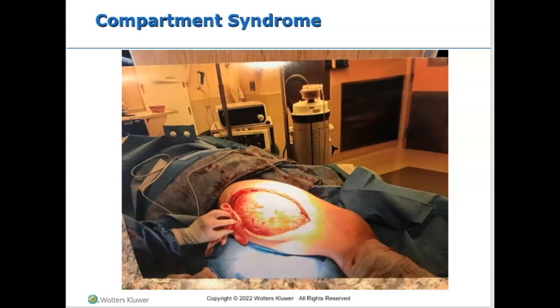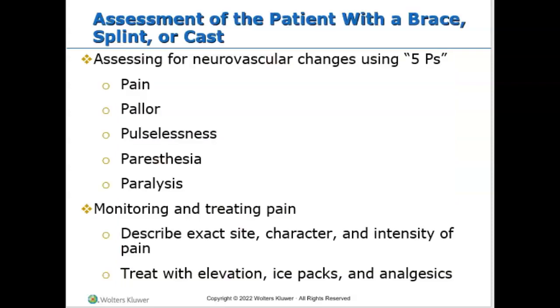So I want to tell you what the 5 Ps are because I don't see a slide. Oh, yes I do. Here it is. Here are the 5 Ps. You need to know these 5 Ps. This is what you as a nurse are going to be assessing your patient for when they have a fracture and whether they have a cast or not.